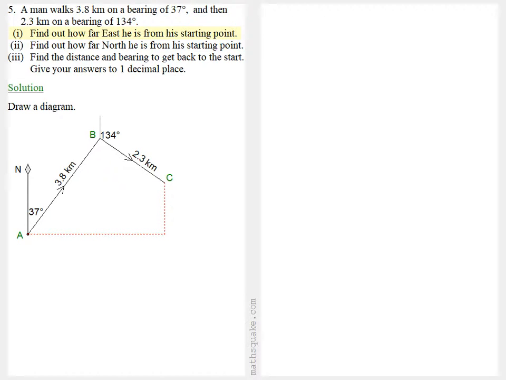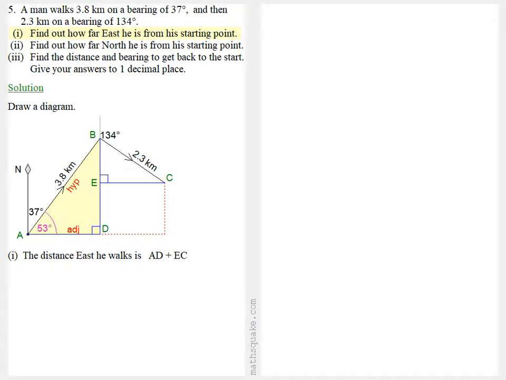Now we can draw a triangle underneath each of those stages. In the diagram, we see that the total distance east he travels is the length AD plus the length EC. Now to work out the length AD, we look at the triangle BAD. And the first thing to do is name the sides. Now, the side 3.8 kilometres is the longest side, so it's the hypotenuse. The side AD is next to the angle, so that's the adjacent side.